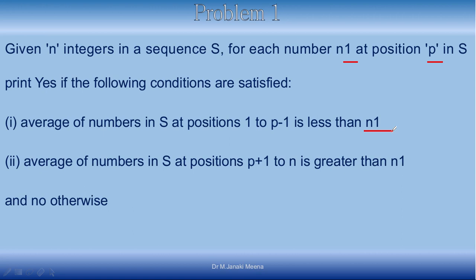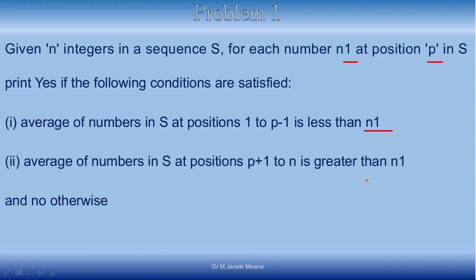This average is less than n1, which means n1 should be greater than the average, and n1 should be less than the average of the numbers that follow it, that come after the number n1 in the sequence. So the average of numbers in S at positions P plus 1 to n, we have to take the average and that should be greater than n1, which means that n1 should be less than that particular average.